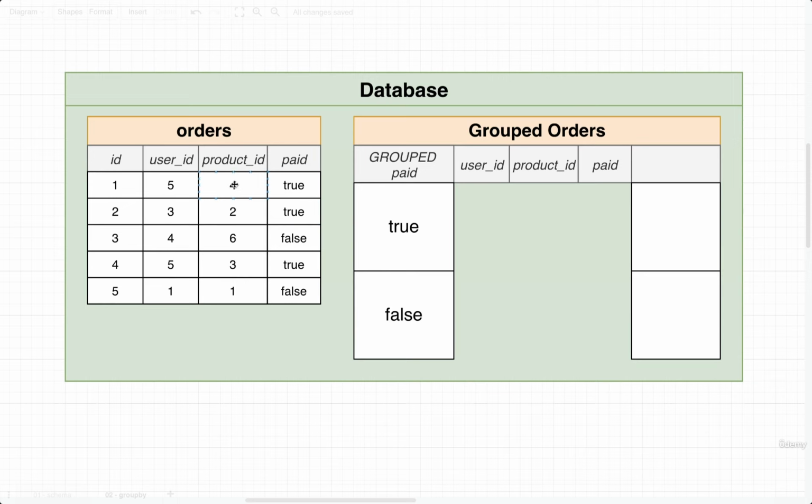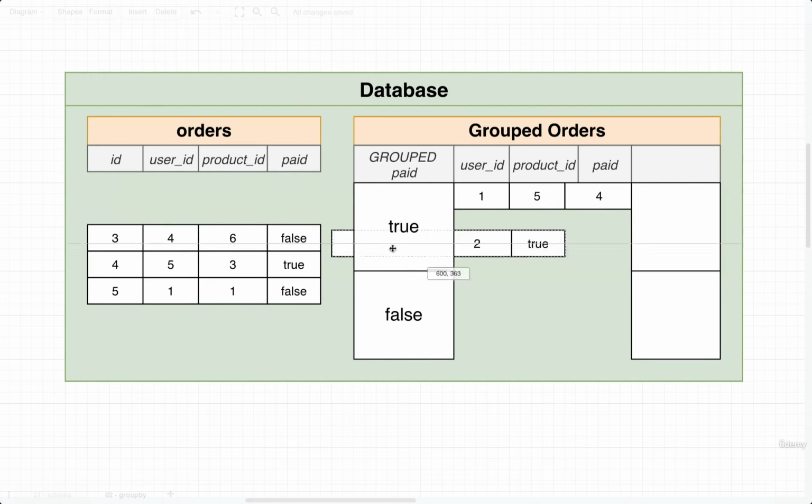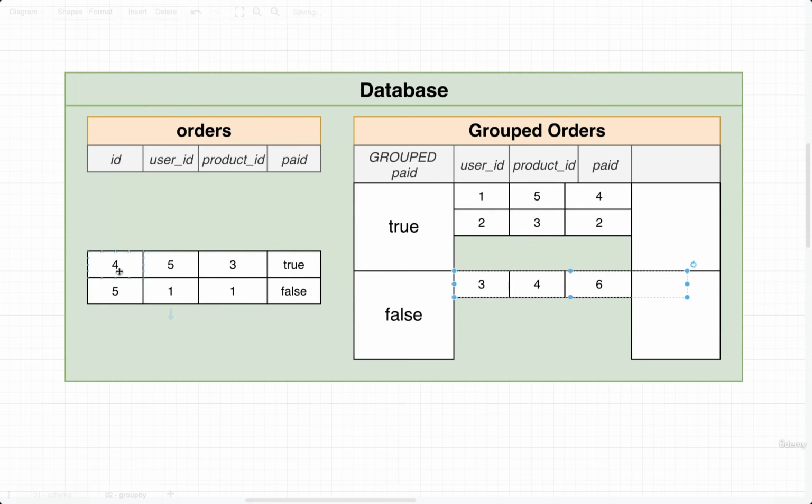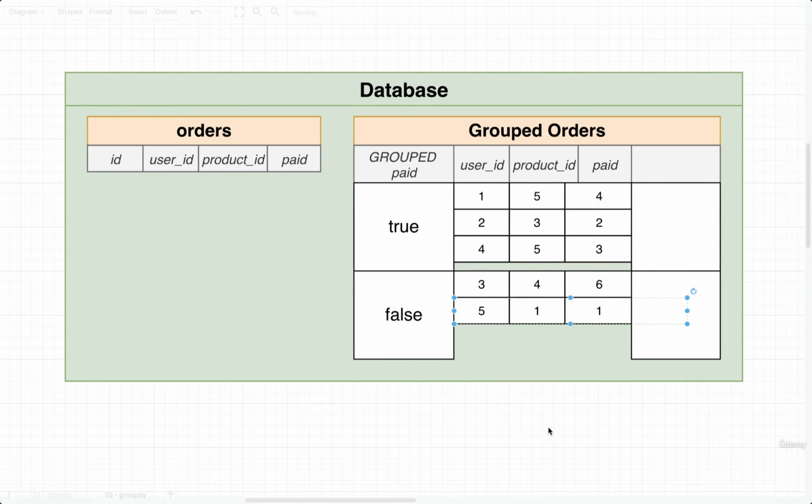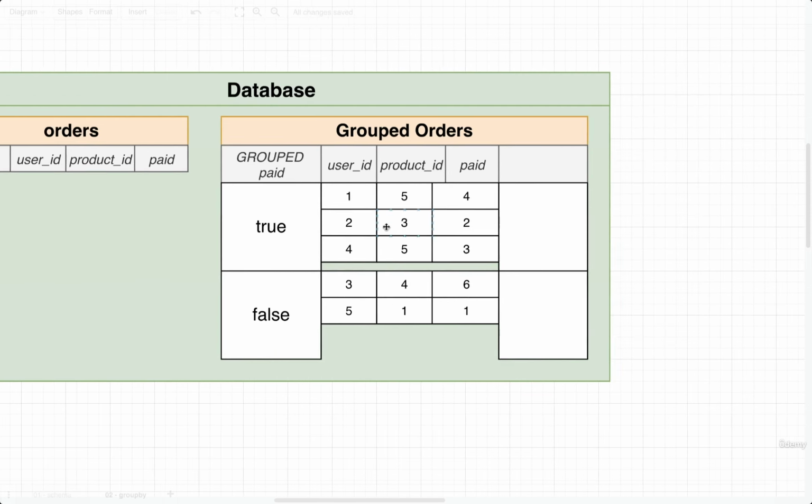Then we're going to assign each of these different rows to the appropriate group. It looks like this first one would go into true. We've then got a true, a false, a true, and a false. So we've now assigned each of these different rows into one of these different groups.